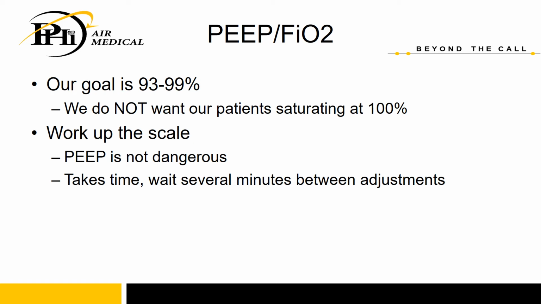So remember that our goal is 93 to 99%. We do not want our patients saturating at 100% on the pulse ox, as we don't know what their PaO2 would be. And then we are going to work up on the scale. So if our patient has an oxygen saturation of 89%, we are going to go up on our PEEP and our FiO2 in tandem until we reach our goal of 93 to 99%.